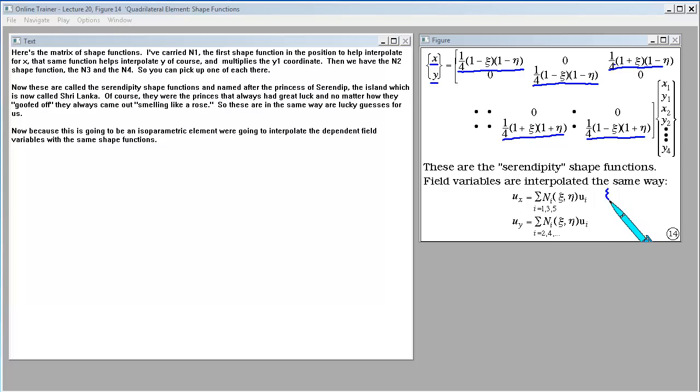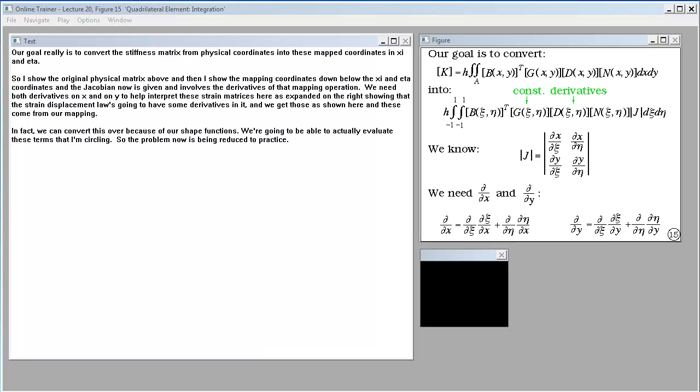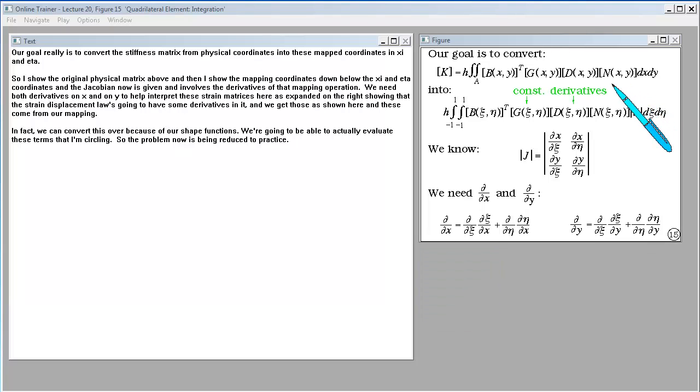Now, because this is going to be an isoparametric element, we're going to interpolate the dependent field variables with the same shape functions. Our goal really is to convert the stiffness matrix from physical coordinates into these mapped coordinates xi and eta. So I show the original physical matrix above, and then the mapping coordinates down below, the xi and eta coordinates. And the Jacobian now is given and involves the derivatives of that mapping operation.